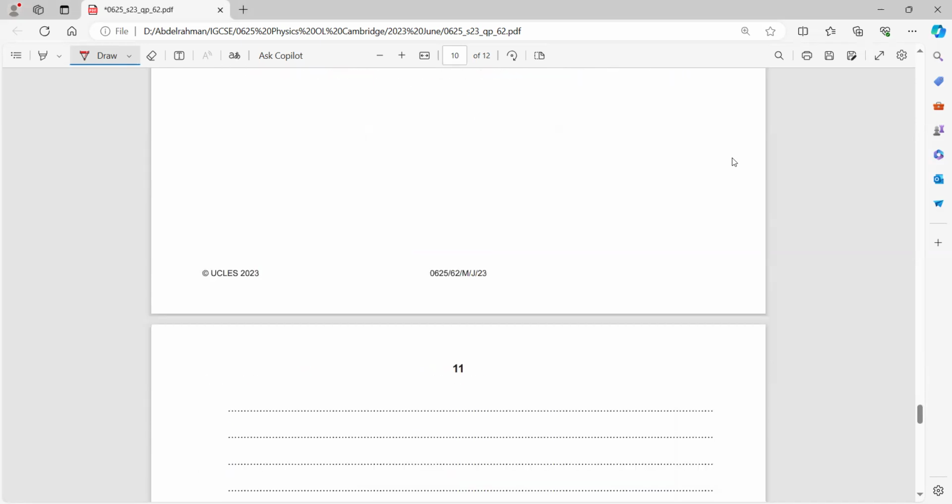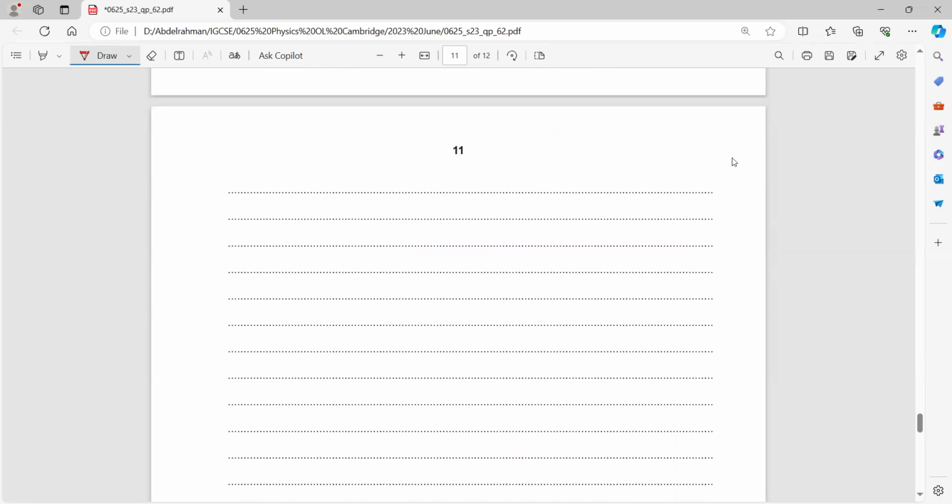For example, the first thing I write down is the range of values. The range of values is the distance between the electrodes. Distance between the electrodes. And then I will state some distances.